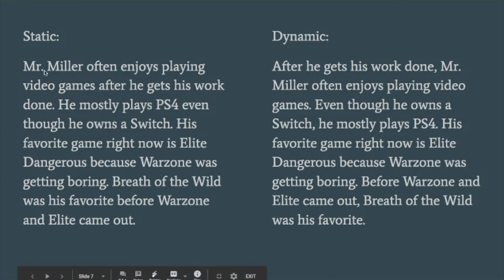So on the left, we have an example of static writing. This is going to be dependent clause second in every single sentence. Mr. Miller often enjoys playing video games after he gets his work done. He mostly plays PS4 even though he owns a Switch. His favorite game right now is Elite Dangerous because Warzone was getting boring. Breath of the Wild was his favorite before Warzone and Elite came out. And then in the dynamic writing, this shifts some of the sentences to dependent clause first.